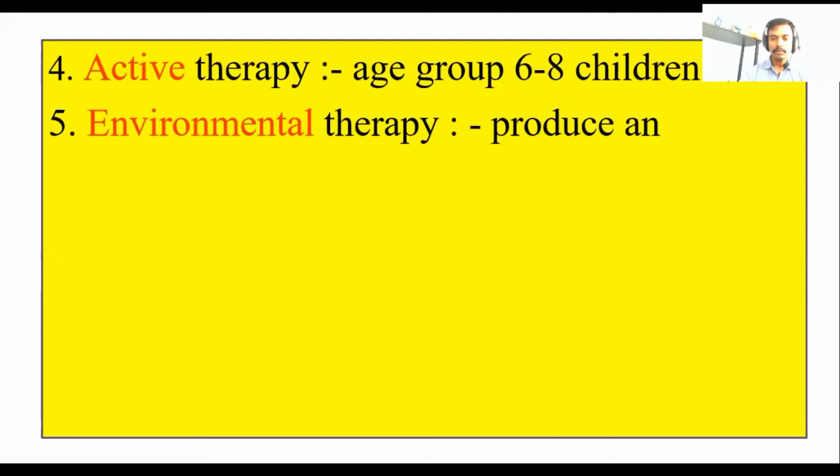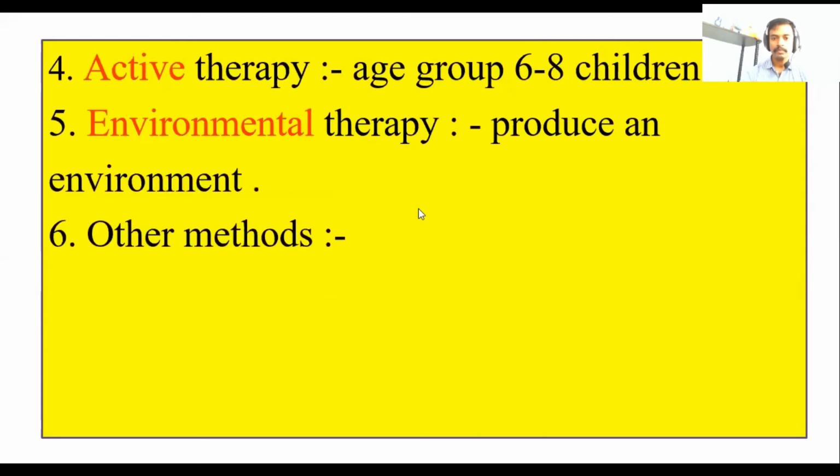Then environmental therapy: produce a favorable environment. The maximum cause of child crime is the environmental factor. For example, neighbors, two or three children together, share some knowledge and try to do crime knowingly or unknowingly. So a good, pleasant, positive environment surrounding the children can create good behavior.